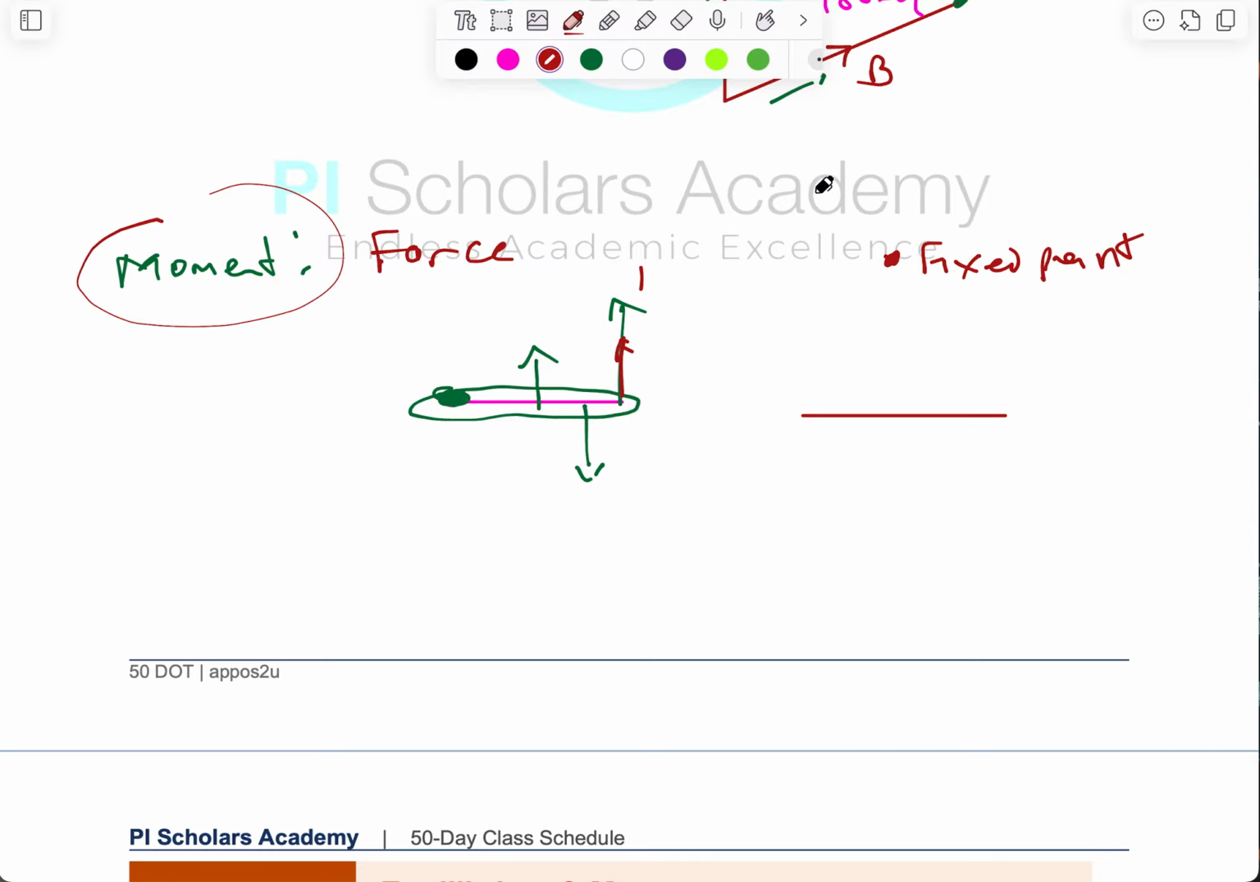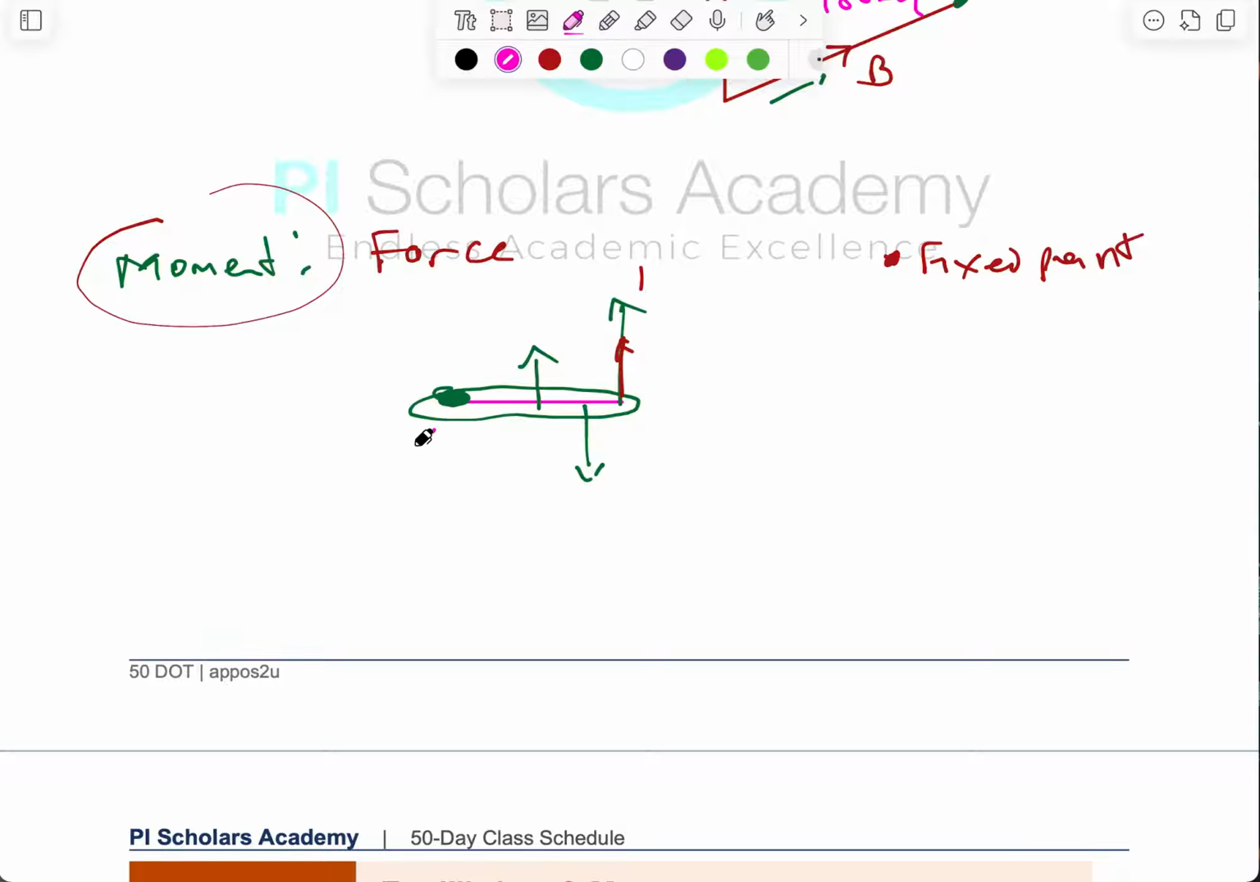So this is what I'm going to do. So you can have this now. If I apply force at the tip of my pen, you can see that the body is being rotated about the fixed point. It's being rotated about the what? About the fixed point. That's exactly what we are trying to say here about moment of a force, turning effect.